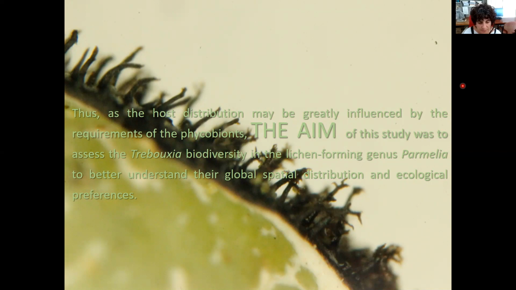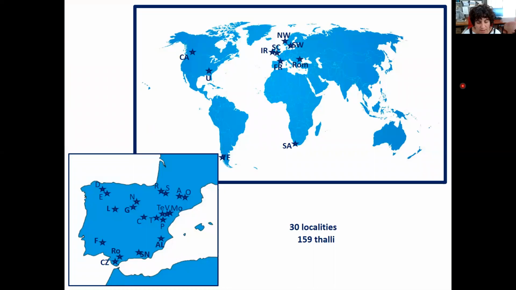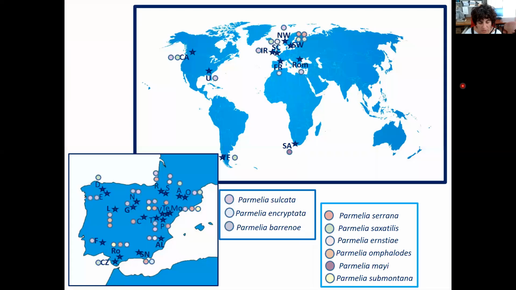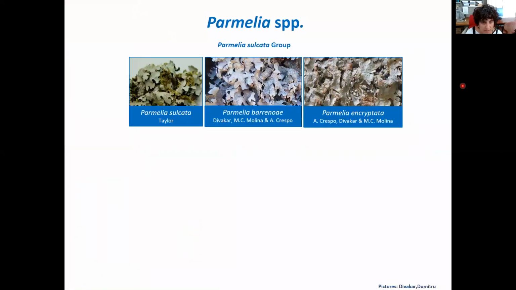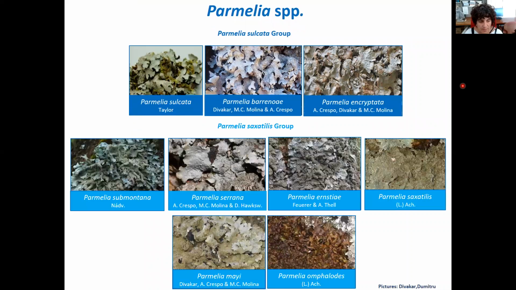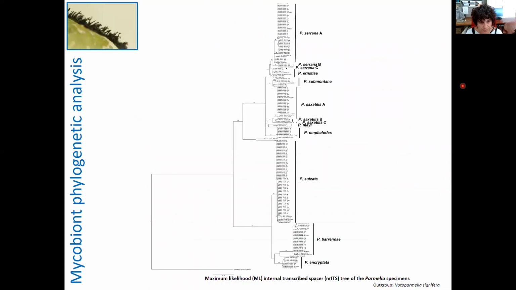In this study, 159 thalli were collected from 30 locations, including at least, morphologically, 9 Parmelia species: Parmelia sulcata, Parmelia barrenoae, and Parmelia encryptata within the Parmelia sulcata group, and Parmelia submontana, Parmelia serrana, Parmelia ernstiae, Parmelia saxatilis, Parmelia mayi, and Parmelia omphalodes within the Parmelia saxatilis group.